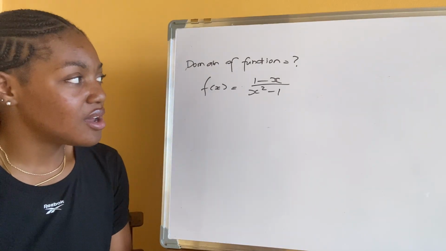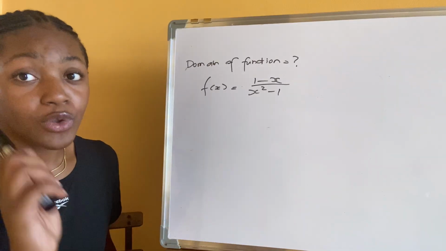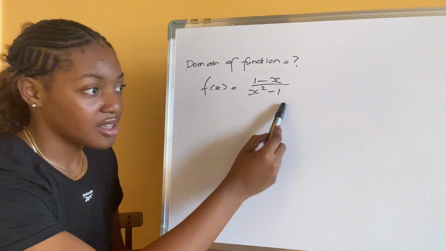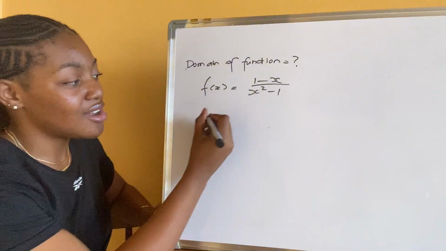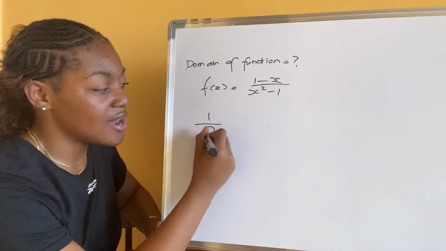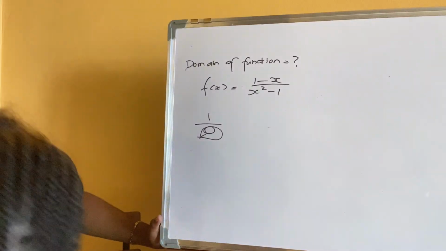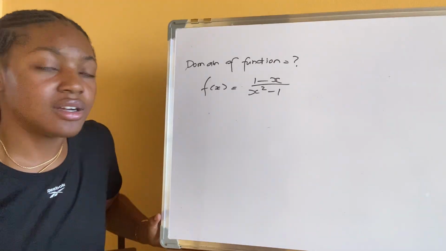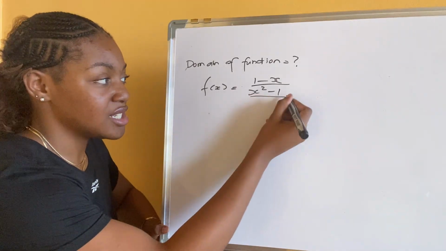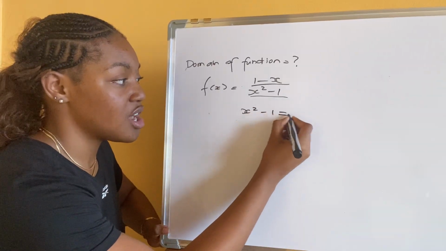So we have the expression 1 minus x over x squared minus 1. Recall that we have a function. What makes a function undefined? A function is undefined when we have 0 as the denominator. We can't find an answer when 0 is the denominator. Therefore, our denominator should not be equal to 0. So we're going to have x squared minus 1 should not be equal to 0.